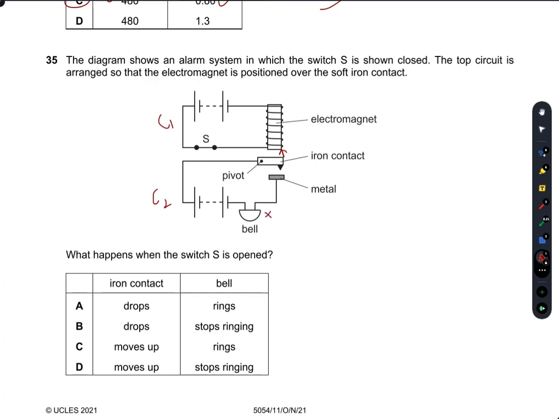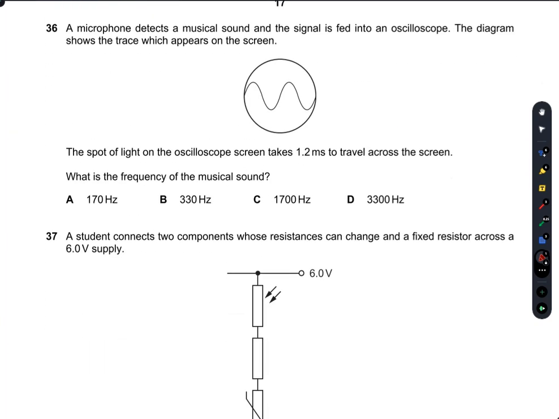But when the switch S is opened, the electromagnet will not any further attract this iron contact, and this iron contact would drop. It would not move up, and as soon as it drops and makes contact with this metal, the circuit 2 closes now, and this will allow the bell to ring. So A is the right option.